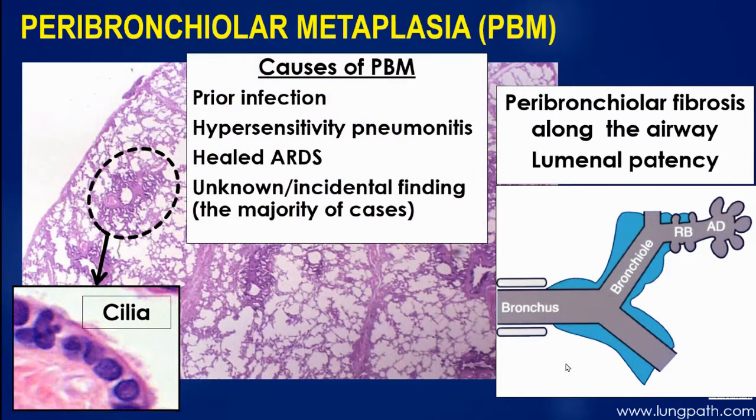Causes of peribronchiolar metaplasia are all the various things that you can think of that can injure the small airway, such as infection, hypersensitivity pneumonitis, ILD, RDS, and often we will see a little bit of peribronchiolar metaplasia in a biopsy that may or may not be significant, and it appears to just be an incidental finding. All of us have little airway injuries off and on, and a lot of those are probably subclinical and never really cause a problem.